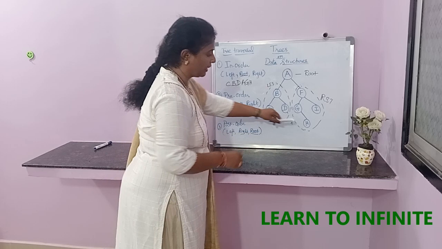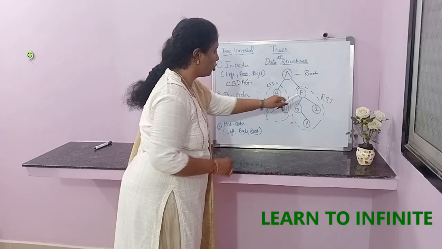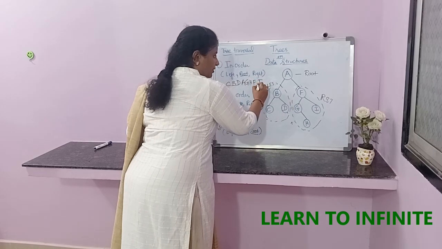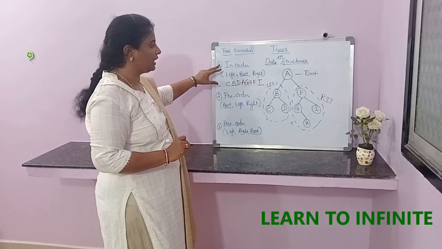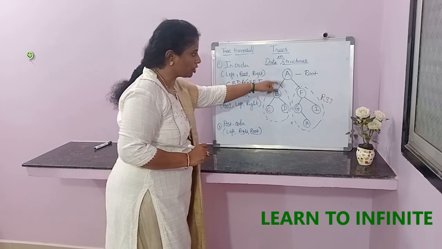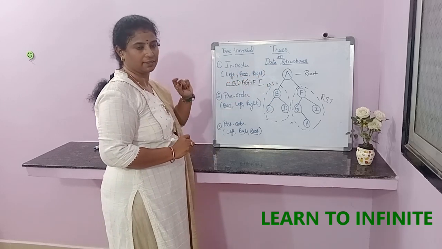So backtracking, again G. What is your root node? F. And your right node is I. Correct? So this is your in-order traversal of the given binary tree. So all revolves around the root, where the root should be in the center.